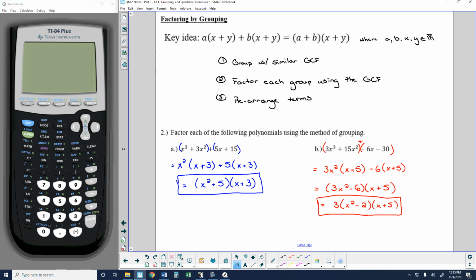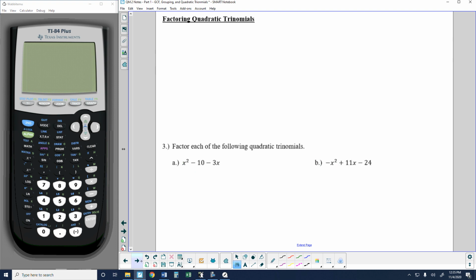Let's go ahead and take a look at another example of grouping. If you get the process, go ahead and pause the video and see if you can complete C and D. If you don't yet, let's take a look at C.